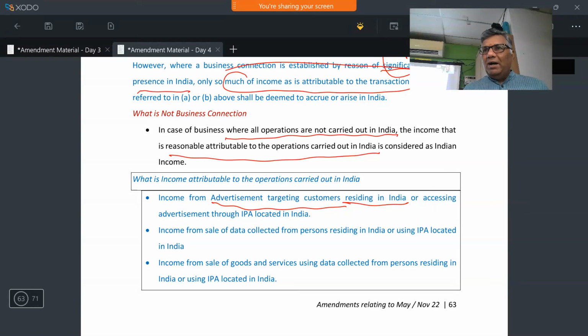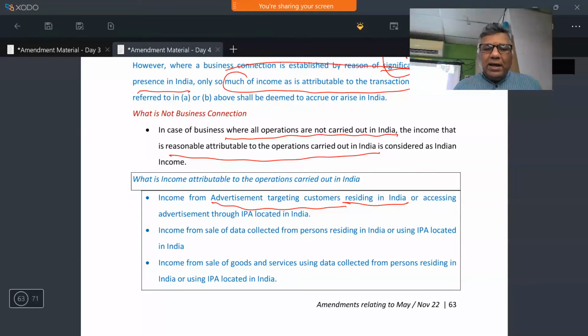Income from advertising. A foreign university gives an advertisement. University, education, everything is carried on outside India, but it gives an advertisement targeting Indians. To such extent, it is attributable. The income is attributable in India. So that's why they have all these agents doing that job.